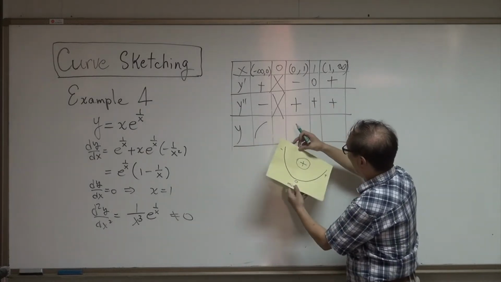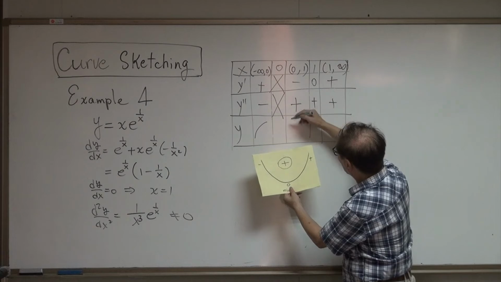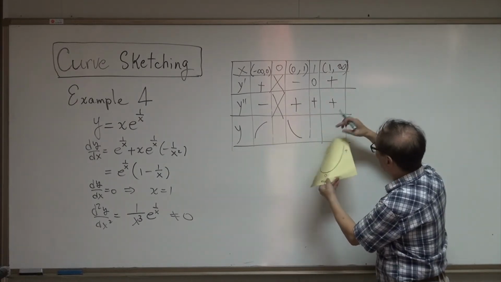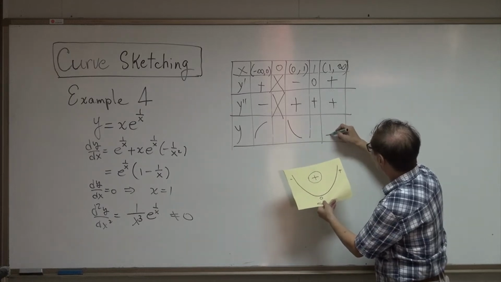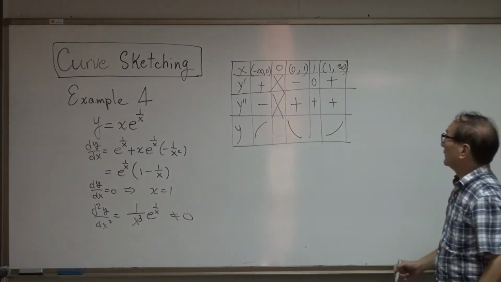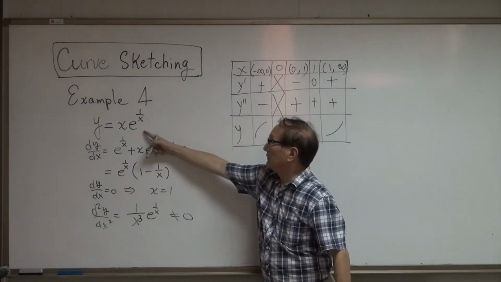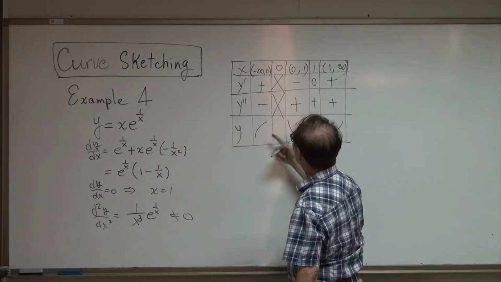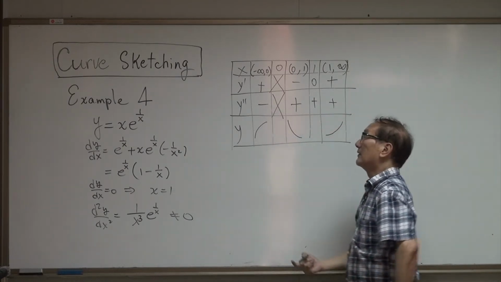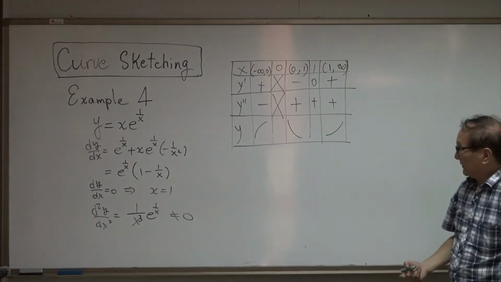Positive, negative. This is the shape. And positive, positive. This is the shape. Okay. At 0, it's not defined. But we have to calculate the limit.